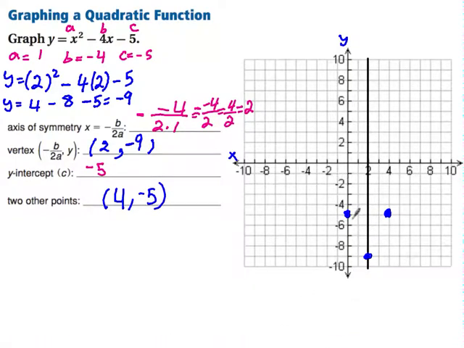Now we have 3 points, and we can now draw the parabola. So let's go ahead and draw that parabola that goes through these points. The parabola is going to go like this. And this is the graph of this parabola.